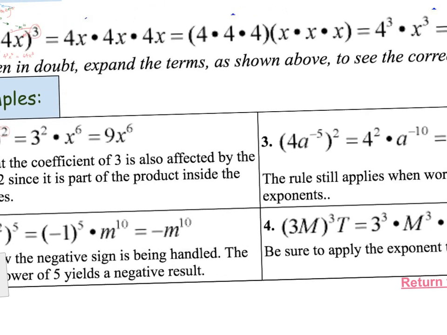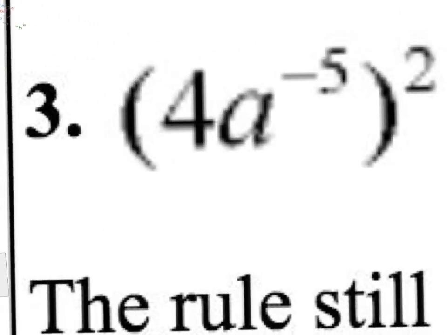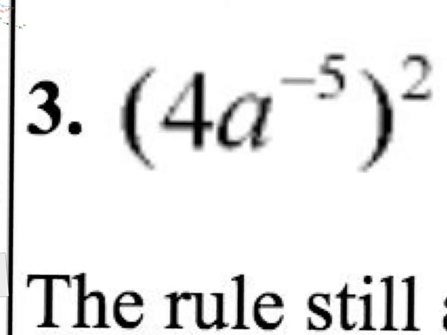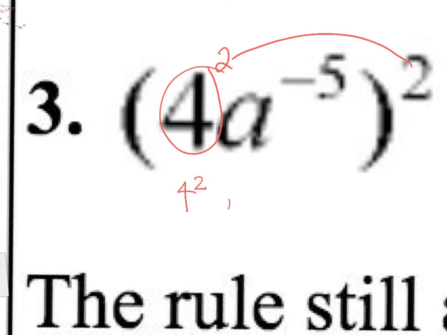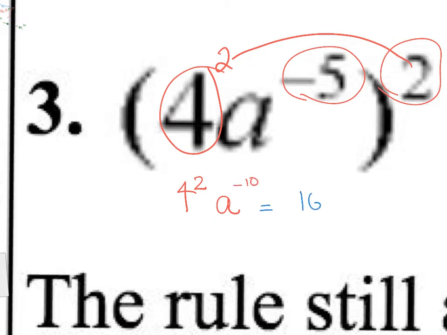All right, number 3. Again, you are taking 4 and you are raising it to the power of 2. And a, which currently is to the negative 5, power to power multiply. Negative 5 times 2 is negative 10. If I was to simplify this, I would get 16, a to the negative 10.